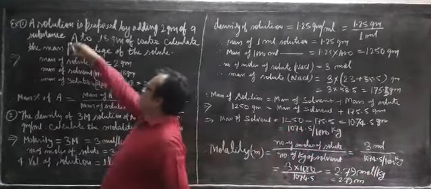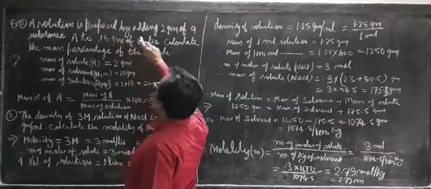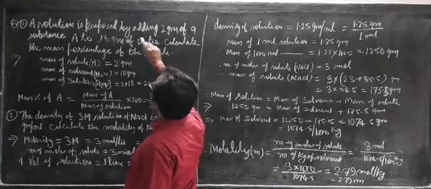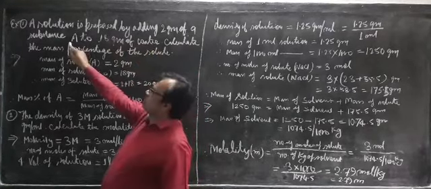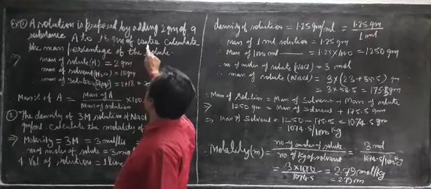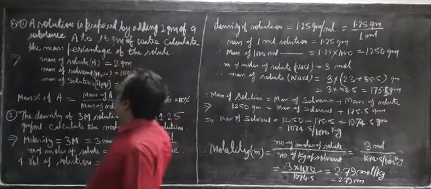First, example number 1: a solution is prepared by adding 2 gram of a substance. That means it is a solute. So substance A is the solute. It is added to 18 gram of water, which is the solvent. Now calculate the mass percentage of the solute.